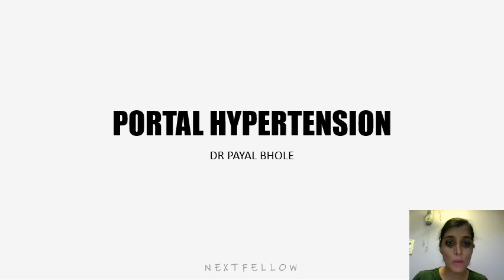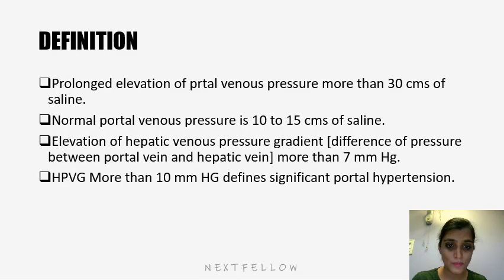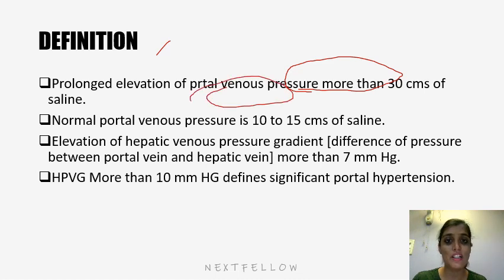So let's cover the important points under the topic of portal hypertension, which are asked frequently in the exam. Coming first to the definition: portal hypertension is prolonged elevation of portal venous pressure more than 30 centimeters of normal saline. The normal portal venous pressure is around 10 to 15 centimeters of saline.